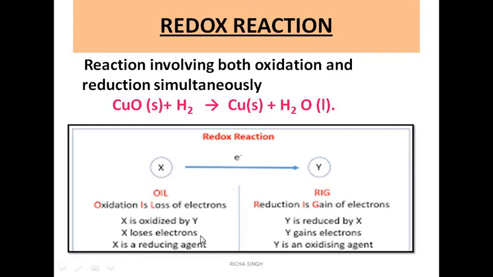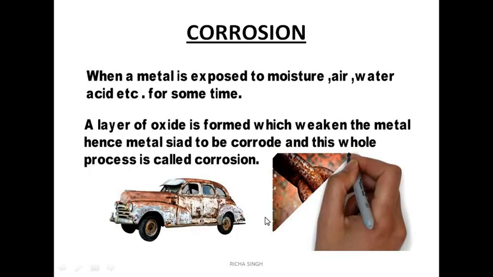X is having loss of electrons, Y is having gain of electrons. X is a reducing agent and Y is an oxidizing agent. Now, oxidation also occurs in our day-to-day life. From that, we will be considering two topics, corrosion and rancidity.